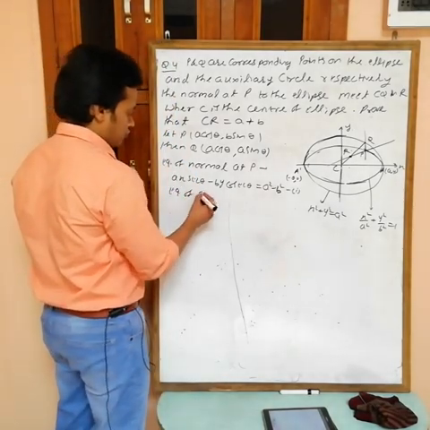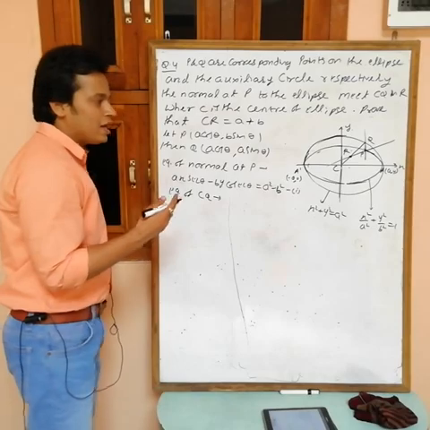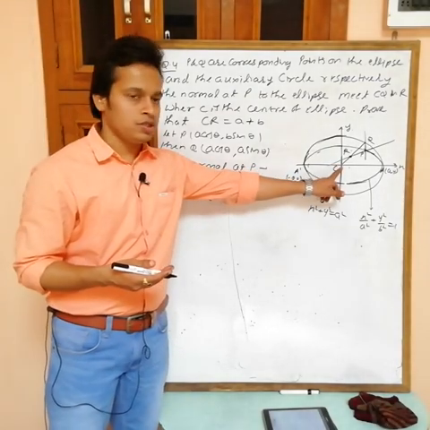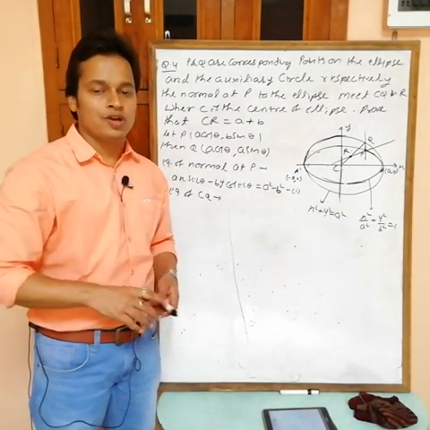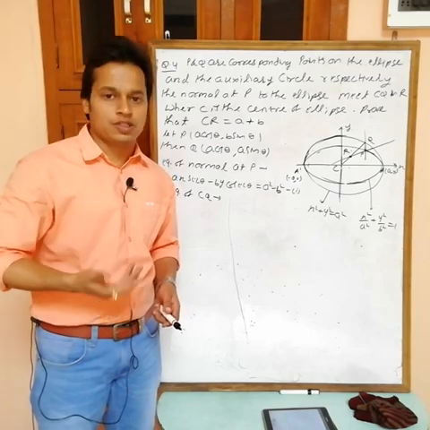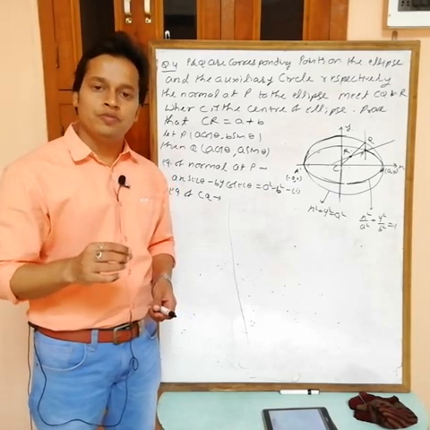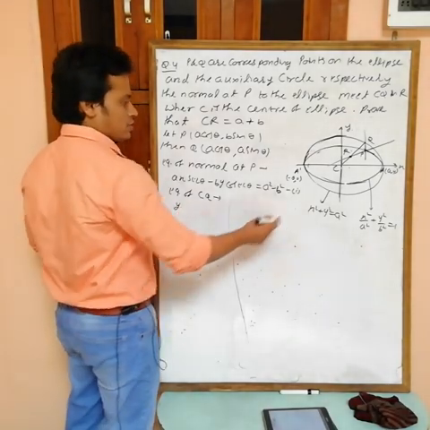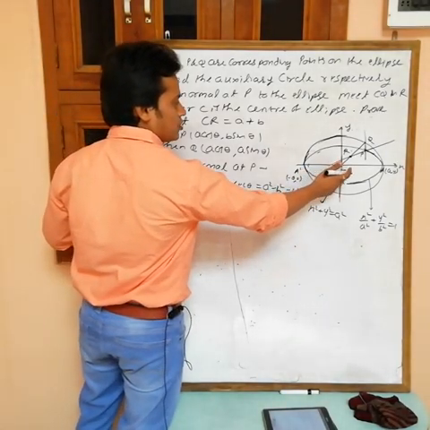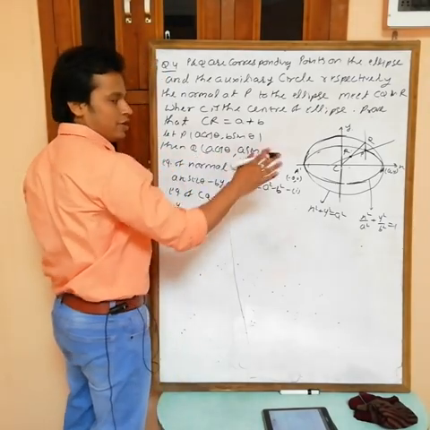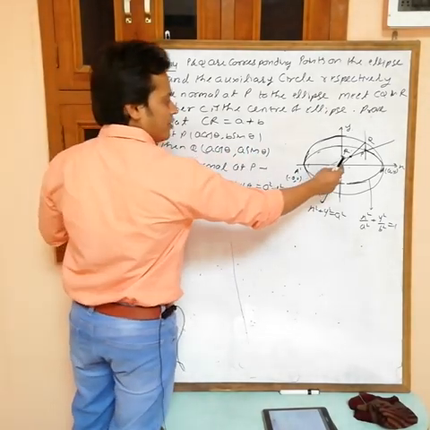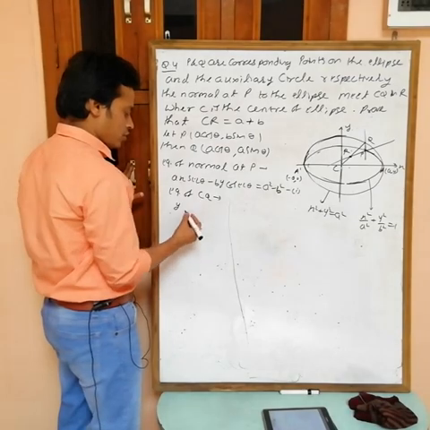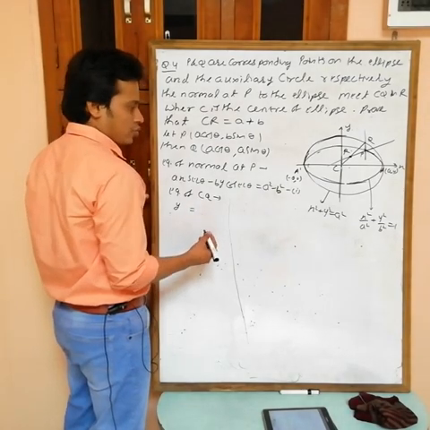Equation of CQ. CQ is a line passing through the origin. C is the center, origin (0, 0). So the equation of this line is y equals mx. And if you use the two-point form, then also you will get the same. Suppose two-point form: this is (0, 0), and Q is (a cos theta, a sin theta). So (x1, y1) is (0, 0). So y minus y1, y minus 0, equals m.